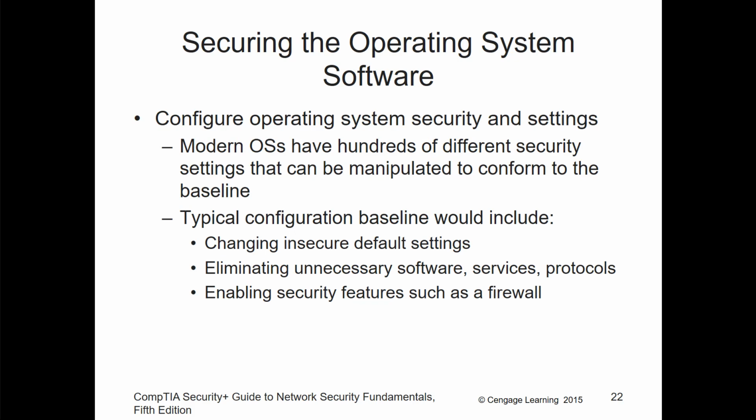Configuring the operating system security settings. Basically, looking at the modern operating system and making sure it is set up in such a way where it is secure. It could be making sure it's updated, making sure it has anti-malware, making sure there is an update to it. Typical configuration baselines are looking at changing insecure default settings, eliminating unnecessary software, and eliminating services and protocols that aren't really necessary anymore. Lastly, enabling security features such as firewalls, antivirus, anti-malware.